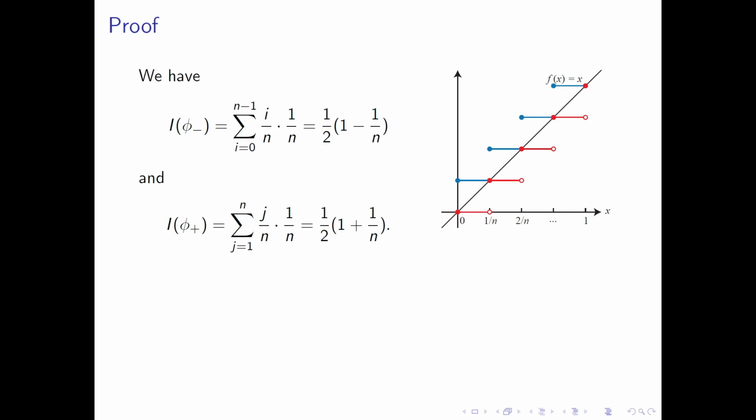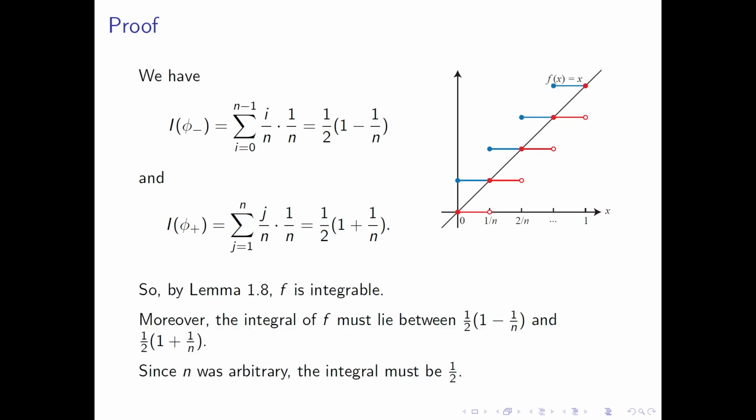Also, the integral necessarily lies between these two values, and it has to lie between this, and that has to be true for every single value of n. And the only possible value that could be is a half. Okay, so that's what we proved last time.